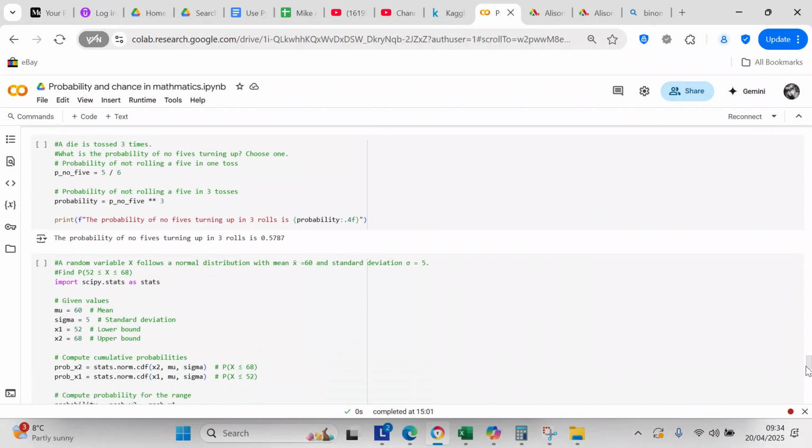So we have the next question. A die is tossed 3 times. What is the probability of no 5s turning up? So the probability of not rolling a 5 in one toss is P(no 5) equals 5 divided by 6. And then the probability of not rolling a 5 in 3 tosses equals P(no 5) to the power of 3. So you get an answer of 0.5787.